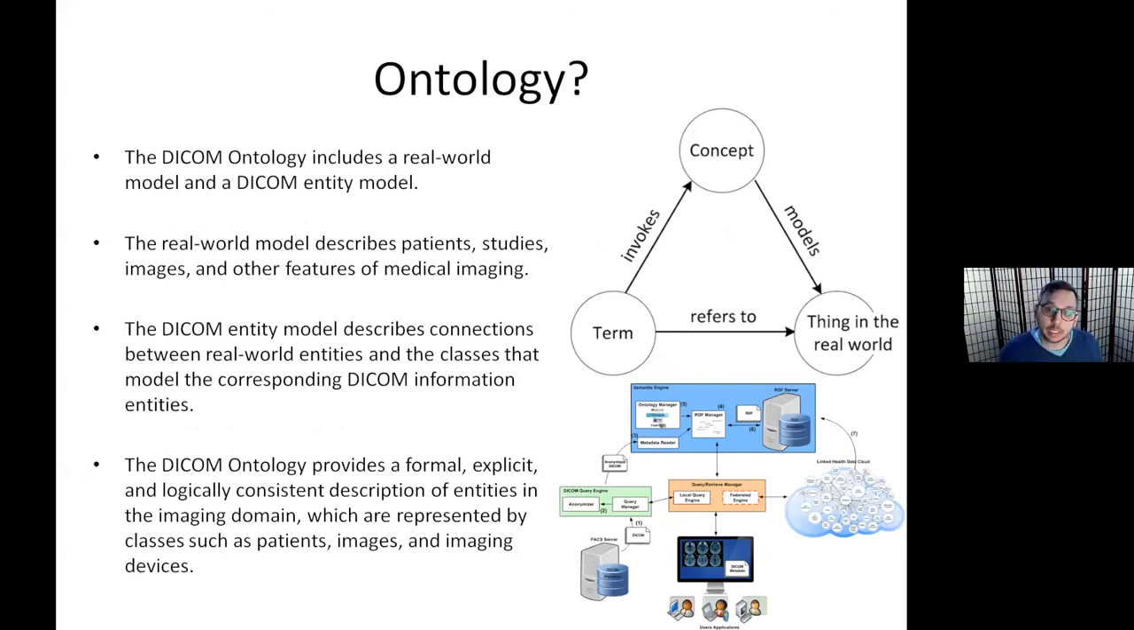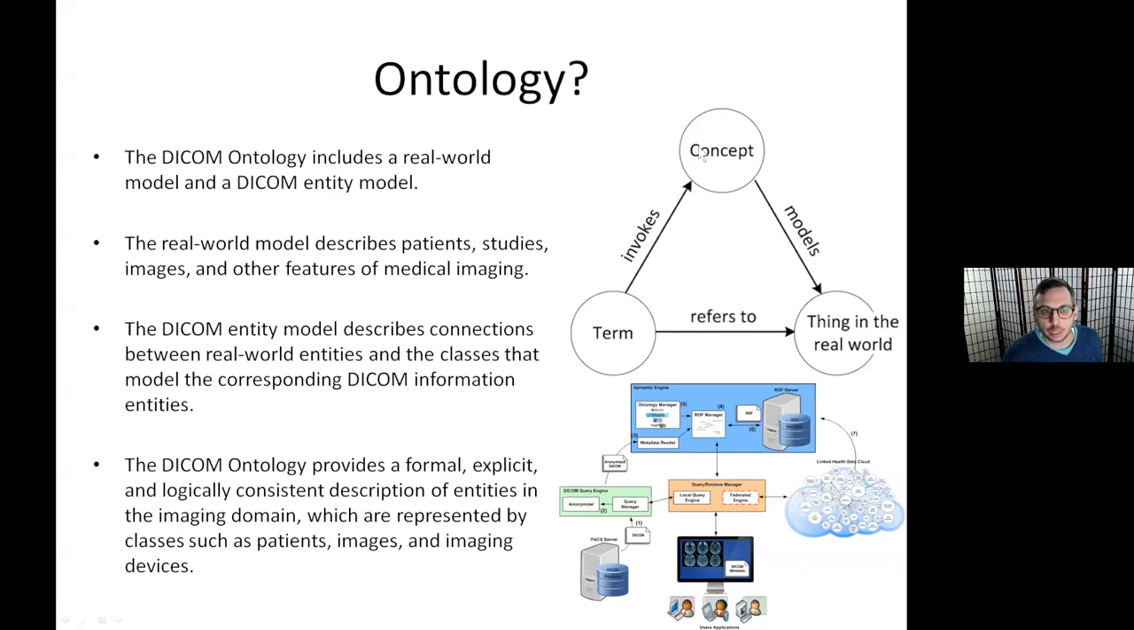So the DICOM ontology has two parts. It has a real world part where it defines real world objects. And then it's got a DICOM entity model, essentially the digital objects or the computable objects. So this real world model describes the patients, the studies, the images. The entity model describes those connections between the real world entities and the classes. So it's a formal and explicit and logically consistent description of entities.